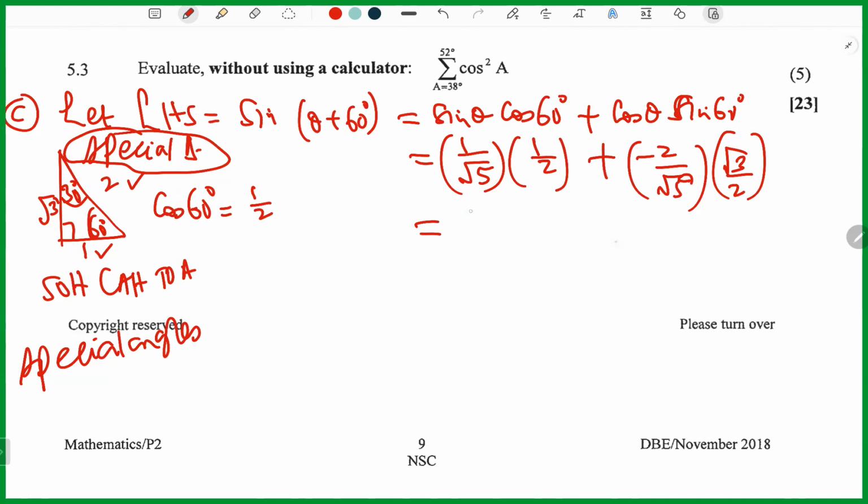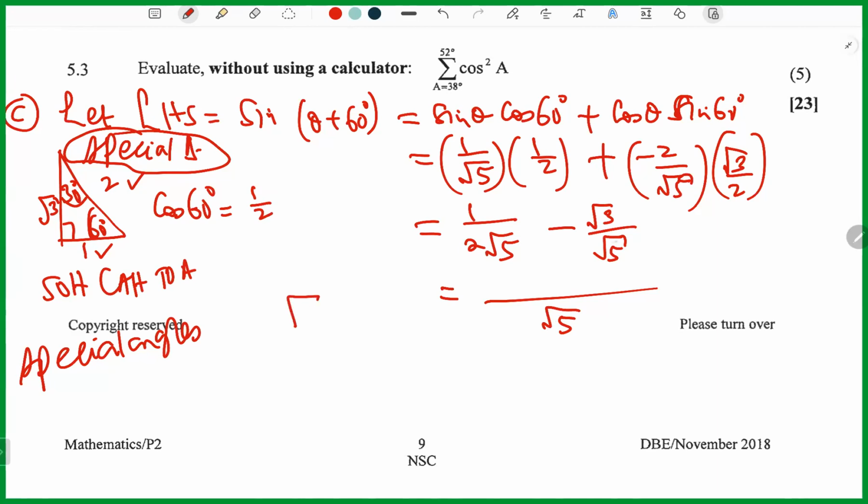In which case, we continue with the multiplication. So 1 times 1, the numerator is 1. In the denominator, we have the square root of 5 times 2, which is 2 square root of 5, minus, so at this point, these 2 cancel, and we have minus the square root of 3 divided by the square root of 5. And then now we have the square root of 5 here. You have the square root of 5 divided by 2 square root of 5, which is a 2 there.